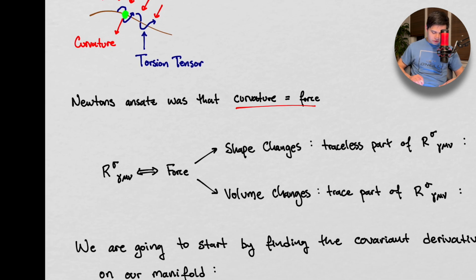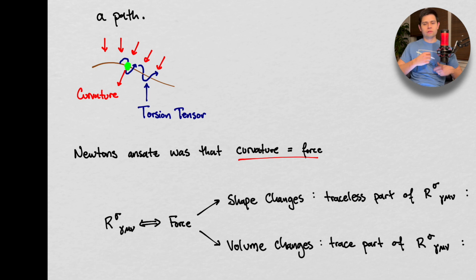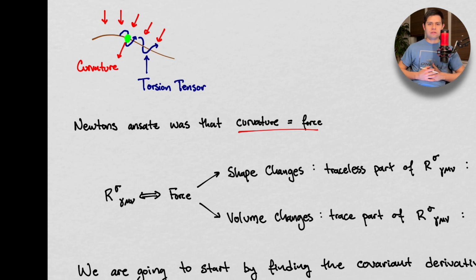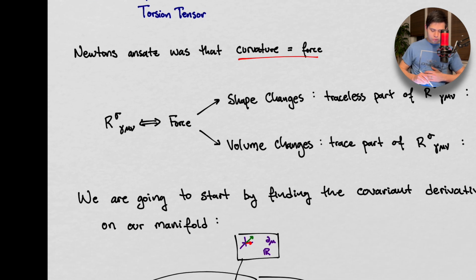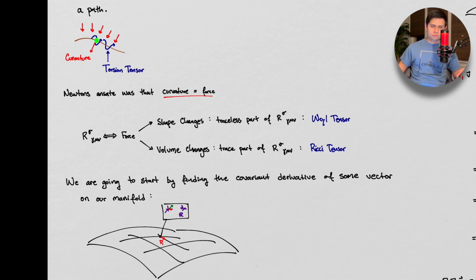From a bird's eye view, Newton's ansatz was that curvature equals force. If there's a curve, geodesics by definition are actually not curved, they're straight, but we'll get into that a little bit later when we talk more about geodesics. The idea here is that curvature equals force, so the Riemann curvature tensor is going to be related to some sort of force, manifesting itself in the physical world. The Riemann curvature tensor is a rank 1-3 tensor, or a rank 4 overall tensor. And like we said, it's going to be associated with some force that a particle feels as it's traversing a path.